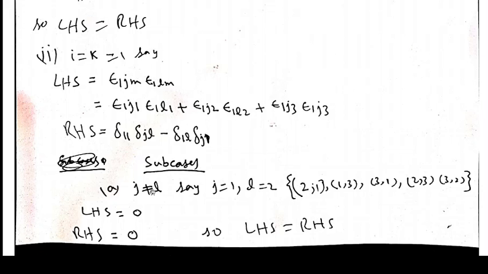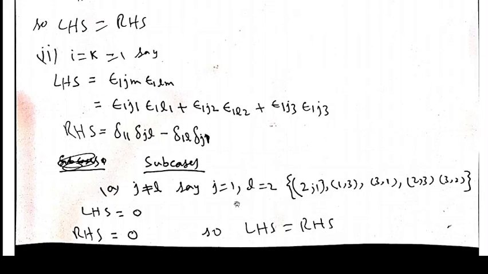When j and l are different, if j is 1, then l can be 2 or 3. We have these 6 different pairs of j and l. The first pair is 1 2, second is 2 1, then 1 3, 3 1, 2 3, and 3 2. So we have 6 different options which we can take for the first sub case, when j is not equal to l.